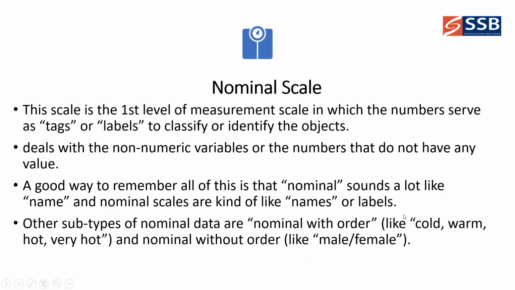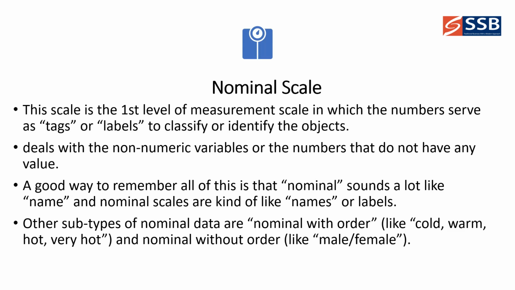Other subtypes of nominal data are nominal with order and nominal without order. Say for example, male and female. They are nominal scales. Identity is there. Male means male, female means female. I cannot change the order. There is no order for this actually. So I call it a nominal scale without order.